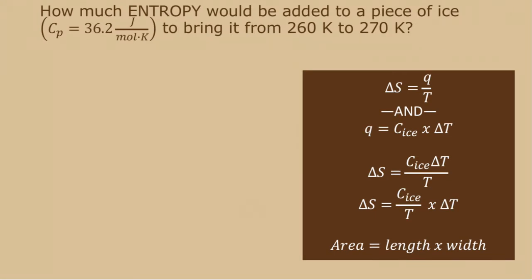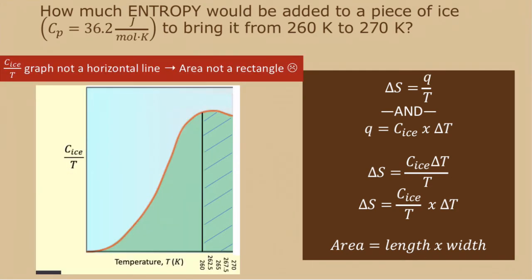Let's try the same for entropy. Since delta S equals Q divided by T and Q equals C times delta T, then if we plug them in and substitute for Q, delta S should be C times delta T divided by T. Or we could just bring out the delta T and say delta S equals C divided by T times delta T. Now, could we just make that the length and the width, where C divided by T is the length and delta T is the width, like we did with heat previously? Unfortunately, the graph of C over T versus T is not a horizontal line, so we can't really find it with the area of a rectangle.